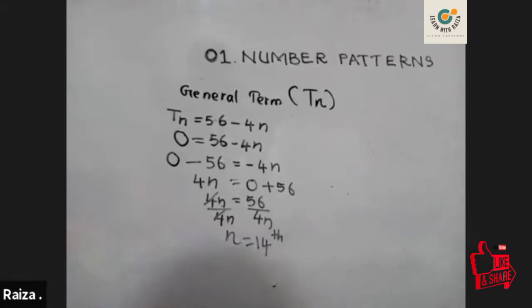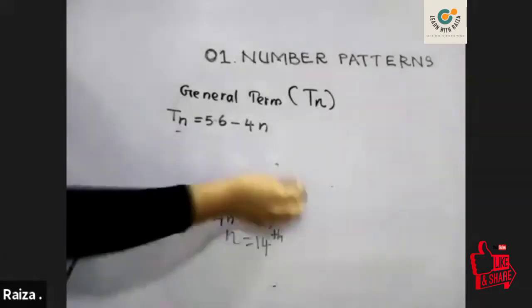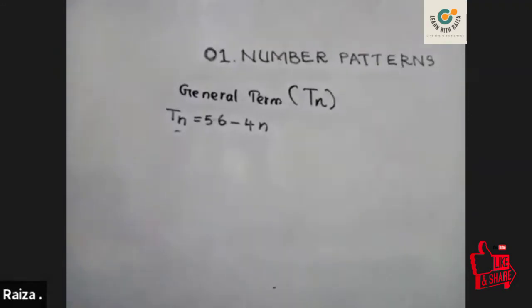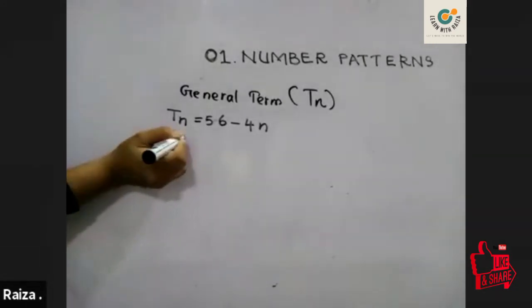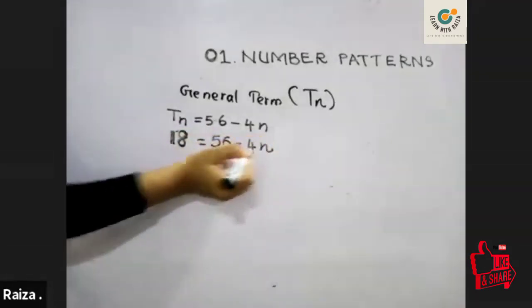Now, similarly, we'll prove that the number 18 does not belong to this number pattern. How do we do that? As we did for 0 only. For 0, we proved that it belongs to this number pattern, and for 18, we are going to prove it does not belong to this number pattern. So we write down 18 here and we'll see whether we get n as a whole number or not.